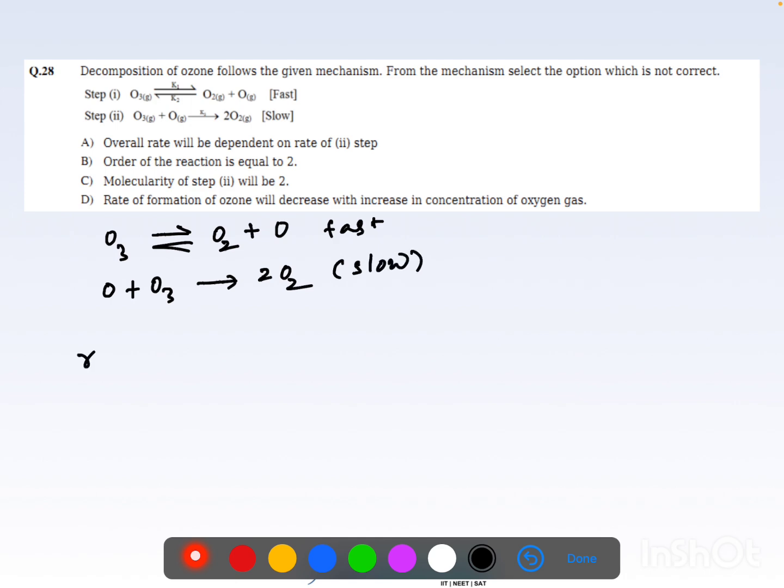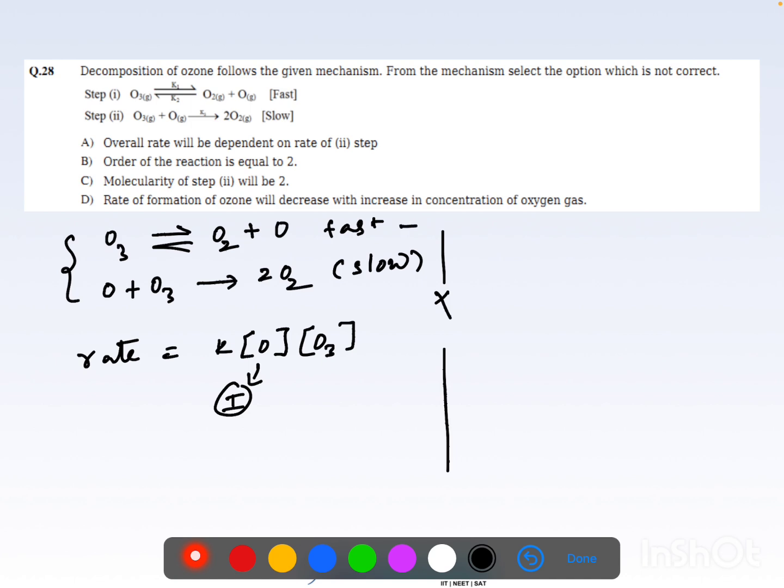And it is a complex reaction. So the rate of a reaction depends upon the slowest step. Therefore rate we can write as K into concentration of O and concentration of O3. But this O is an intermediate and we should express concentration only in terms of reactants.